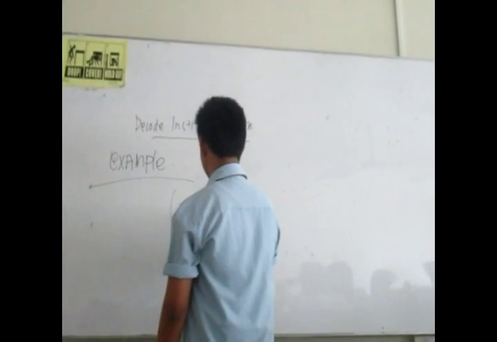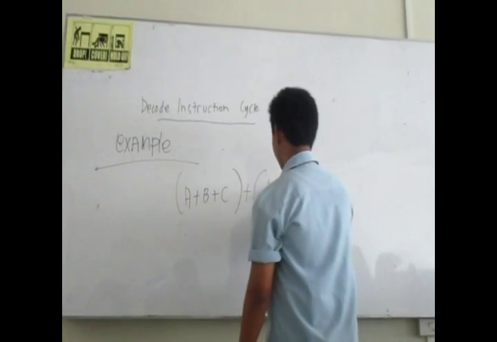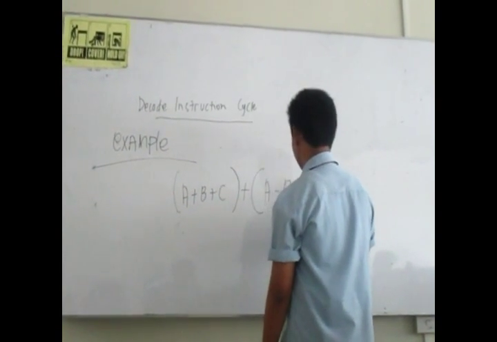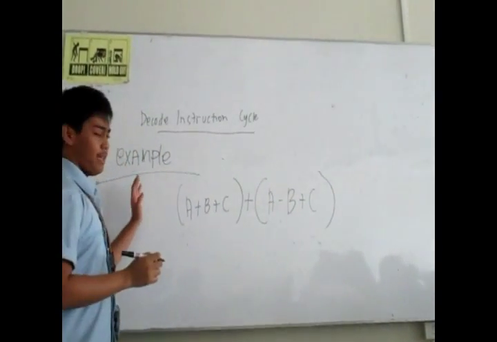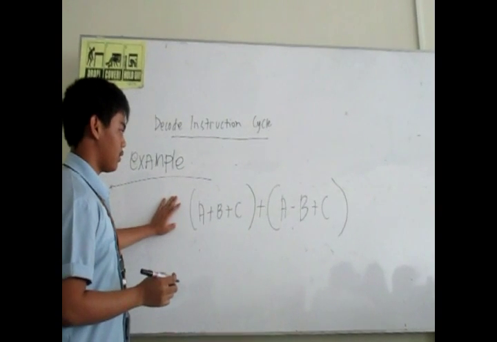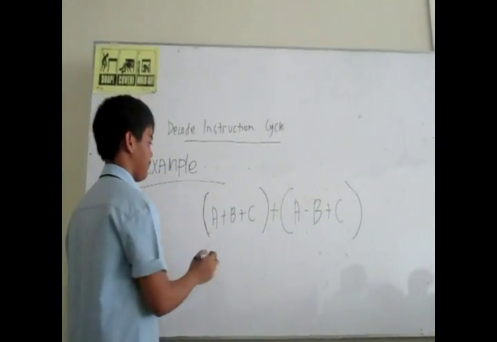A plus B plus C, A minus B plus C. This is our input. So let's pass it by using the decode instruction cycle.